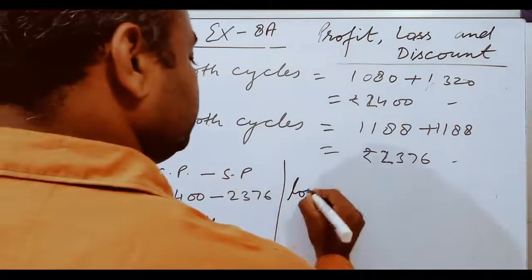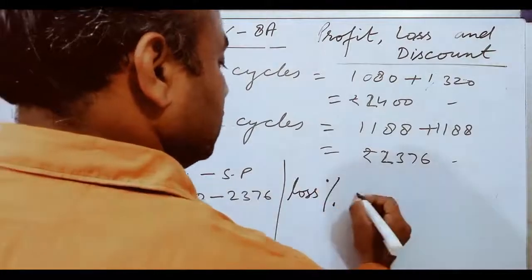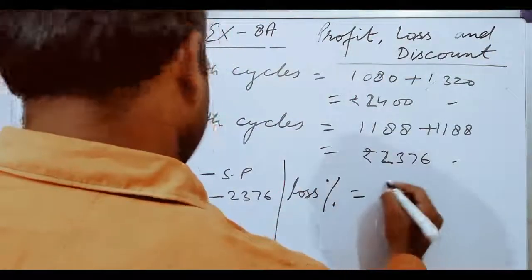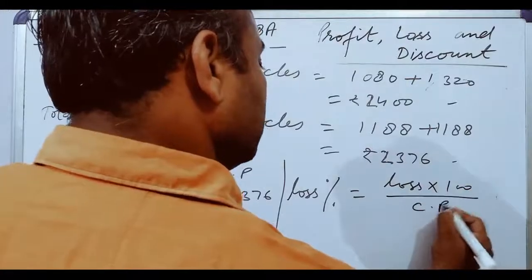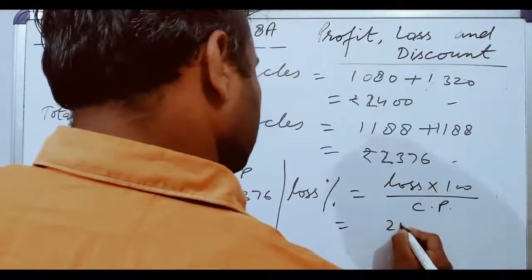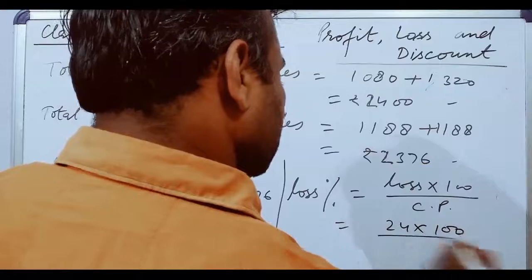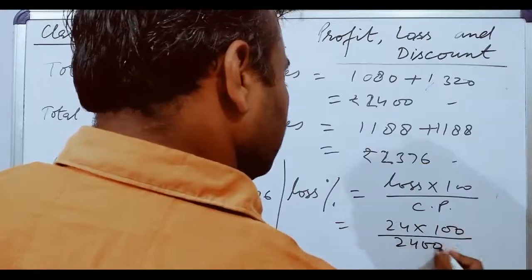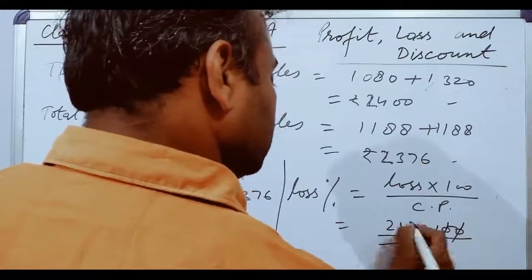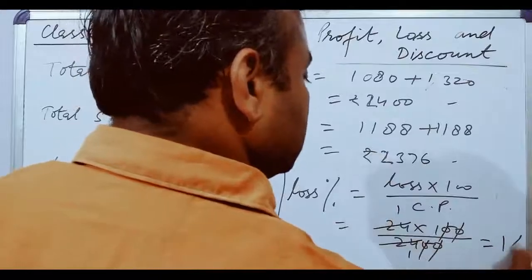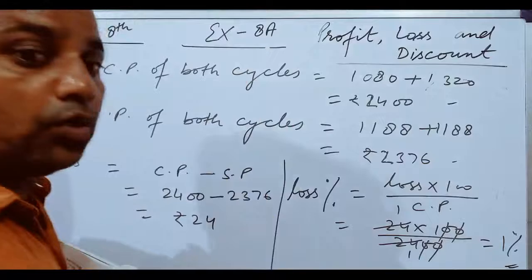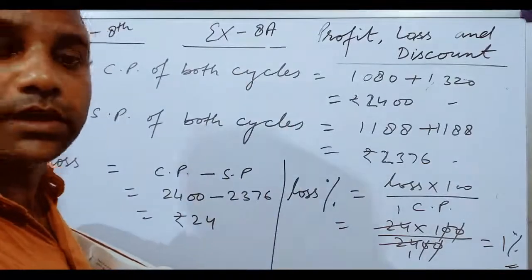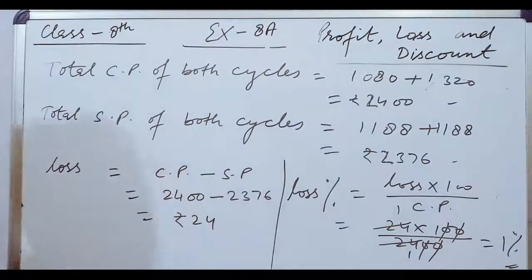Loss percent means loss into 100 upon total CP. Loss 24 into 100 upon 2400. The zeros cancel. So he will get a loss of 1% on the whole transaction. Okay, now the question is completed. Now question number 11.